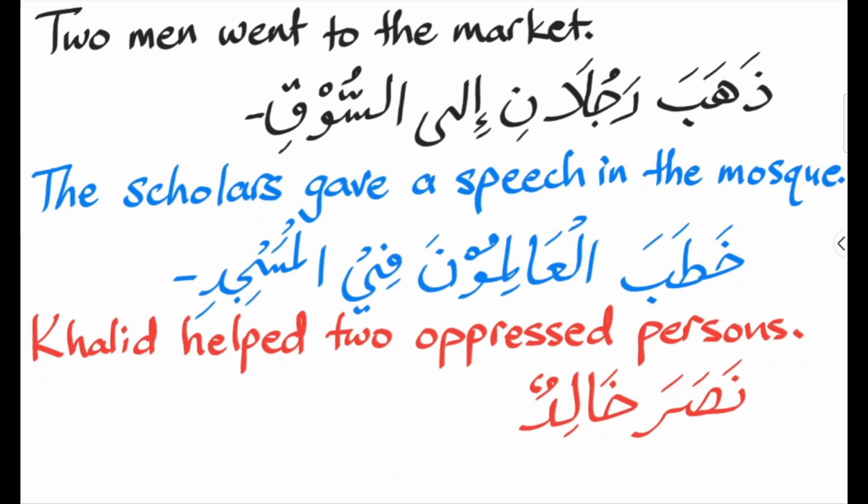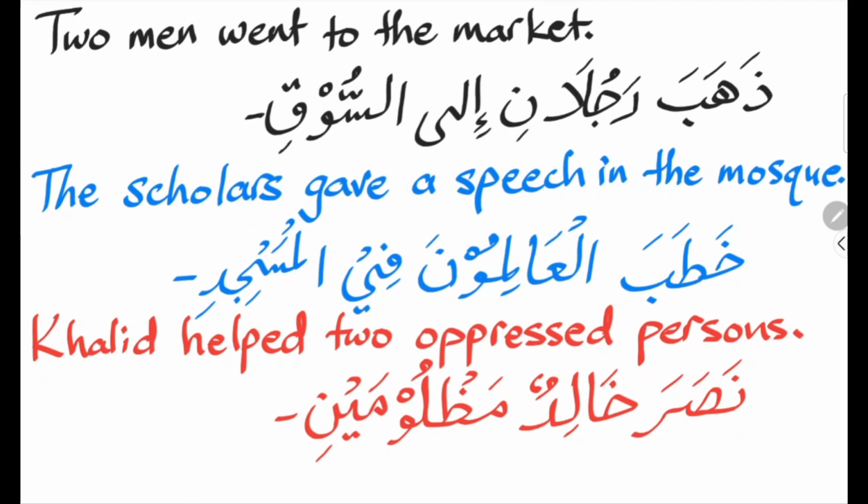So two oppressed persons, you want to make a dual of oppressed, and you want to make it in halat nasab. So oppressed is mazlum, and if you want to make two oppressed persons in halat nasab, you're going to add a ya preceded by a fatha and a noon with a kasra. So mazlumun is going to become mazlumaini. Nasara Khalidun mazlumaini.